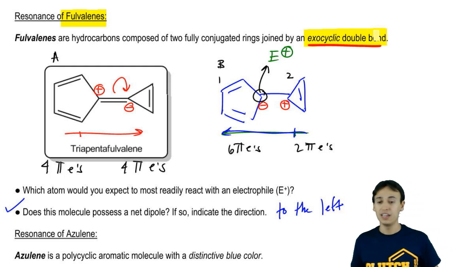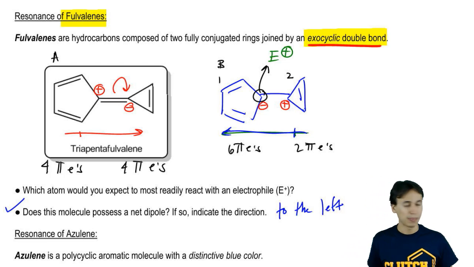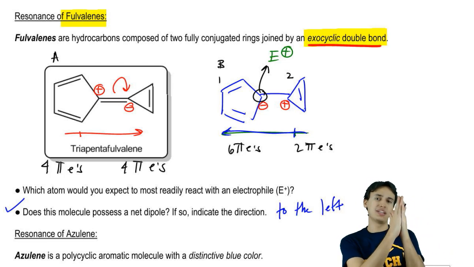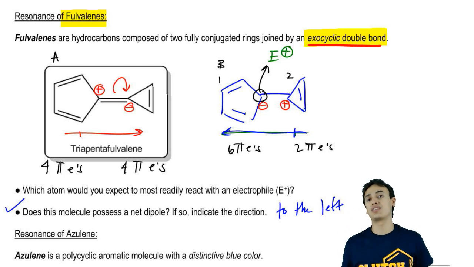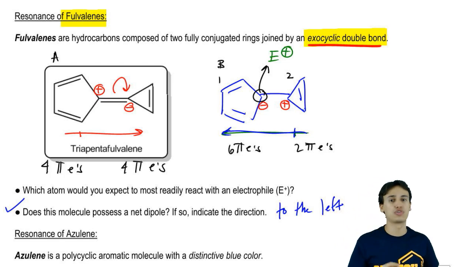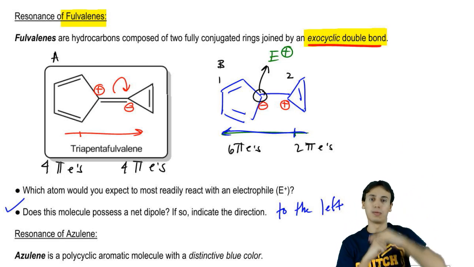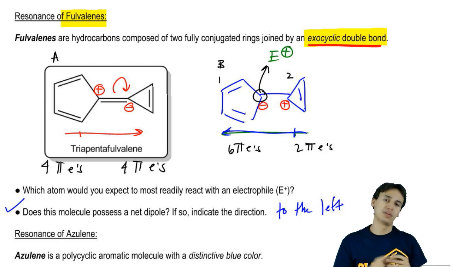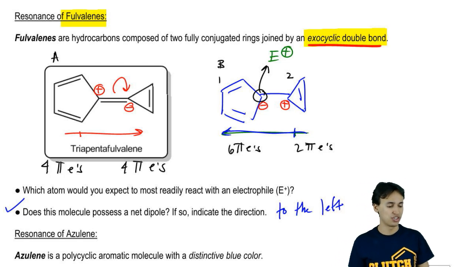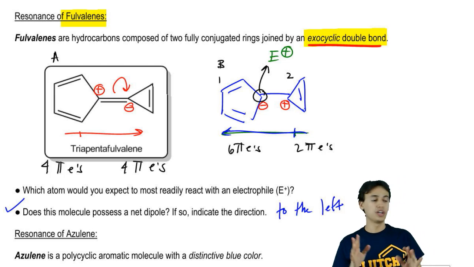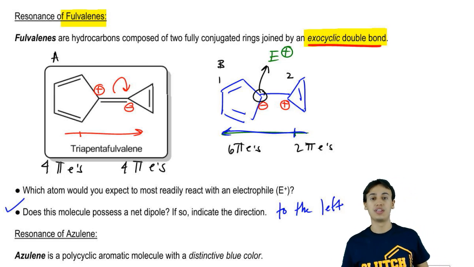Fulvalenes are definitely a weird kind of molecule, but this entire idea of an exocyclic double bond is actually going to come up quite a bit, and I want you guys to know that you can always split an exocyclic double bond into ions in the direction that's going to help you make your compound aromatic, okay? If you don't need electrons, put the negative charge on the top. If you do need electrons, bring them down, okay? That's the way you work with them. Awesome, guys. Now we're going to go ahead and move on to the next molecule.